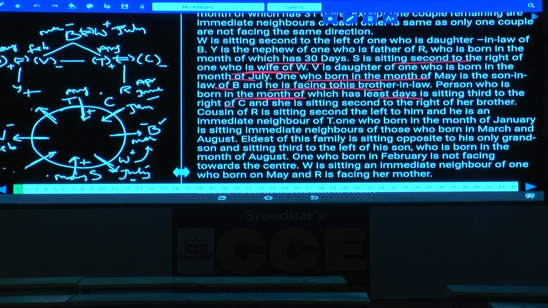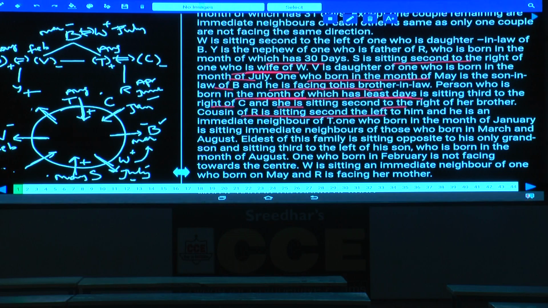And the person who was born in the month which has the least number is seated third to the right of C, and C is seated second to the right of her brother. Second to the right of her brother means this person is seated second to the right, that also came, isn't it? That information is not required at all. And cousin of R is seated second to the left of him.